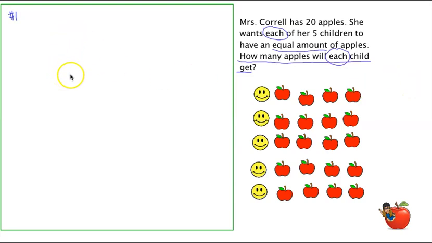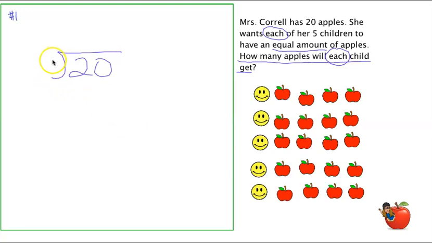So, what are we splitting up though? Are we splitting up kids or are we splitting up apples? Well, we're splitting up the apples. It says right here, how many apples will each child get? So we're splitting up 20 apples. Whatever we're splitting up is what goes inside the saloon.